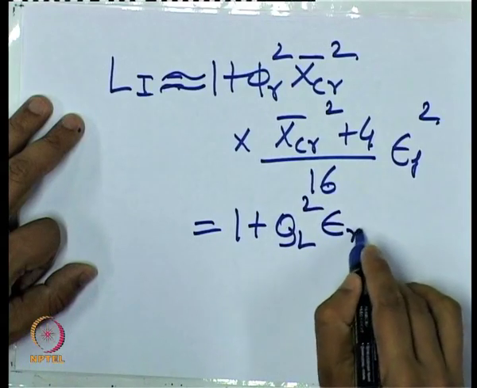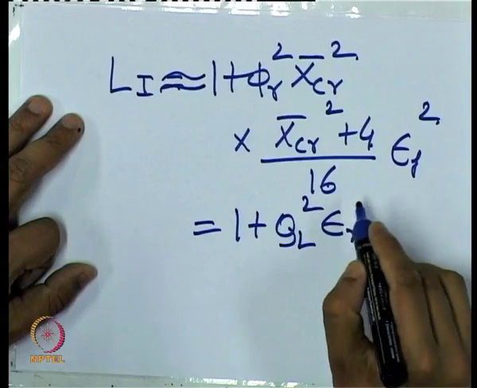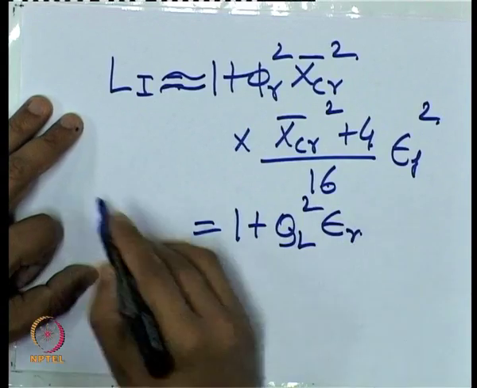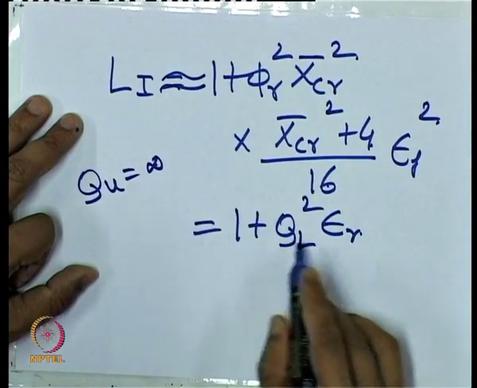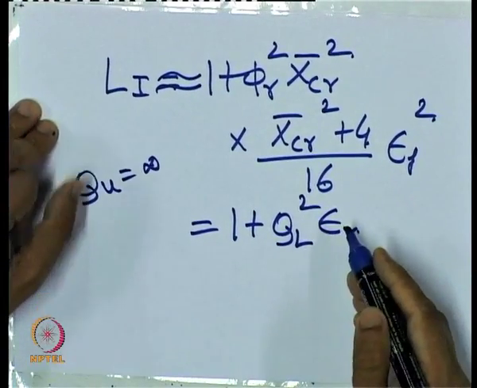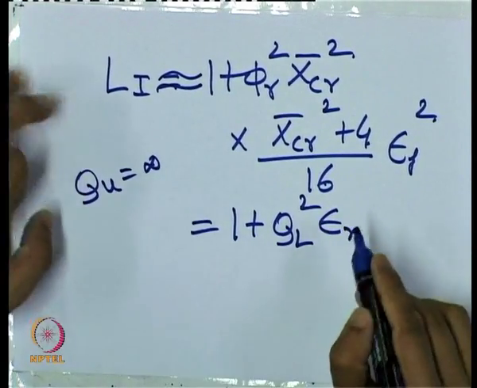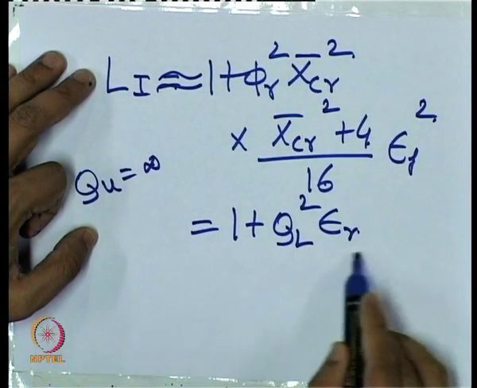Now, for a band pass filter that has a lossless resonator in it, that is for which Qu is equal to infinity, for that kind of filter, and since here we are assuming that the resonator we are using, this gap coupled series resonator, is lossless, hence Li can be written like this.